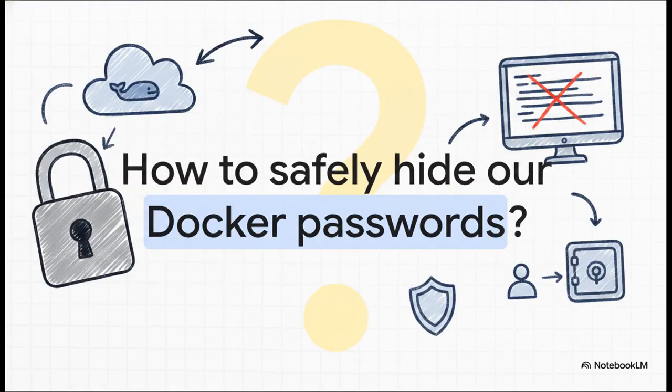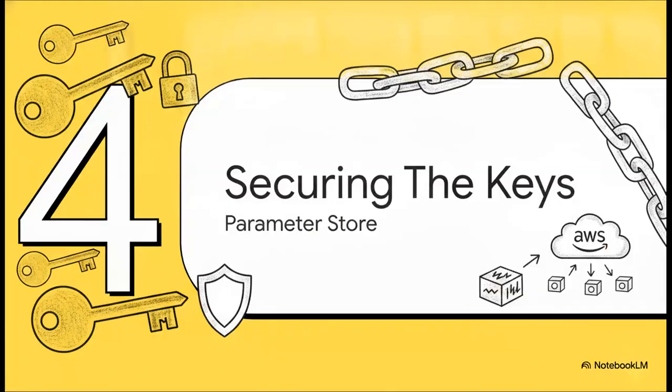But wait, this brings up a massive tension point. Think about that post-build phase. We need to push our image to Docker Hub, which obviously requires a username and a password. So how in the world do we safely use our Docker Hub passwords without hard-coding them directly into our buildspec.yaml file? I mean, if anyone gets access to our code repository, we absolutely do not want them seeing our plain text passwords. No way.